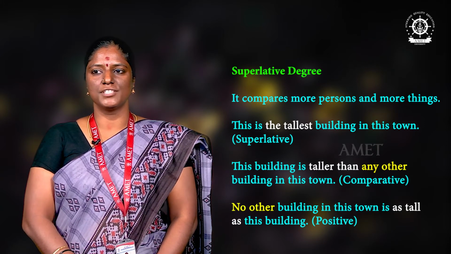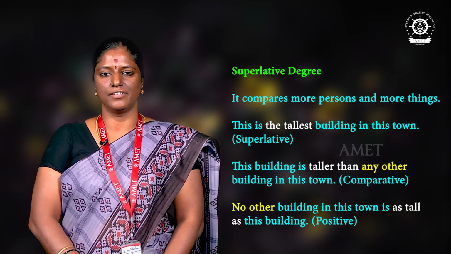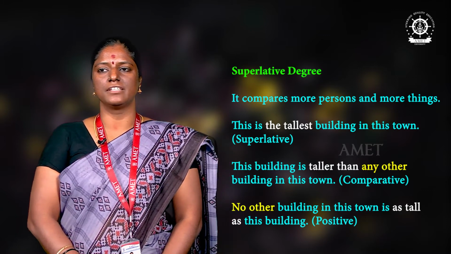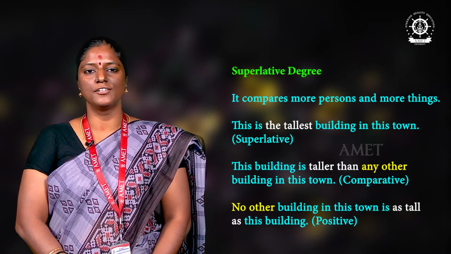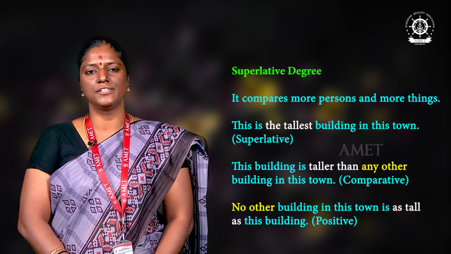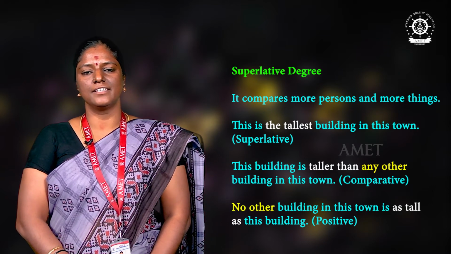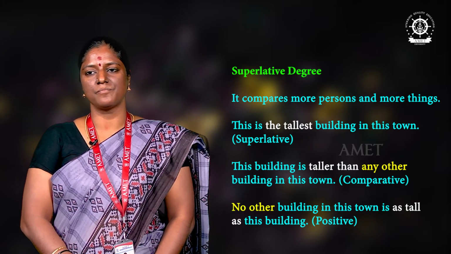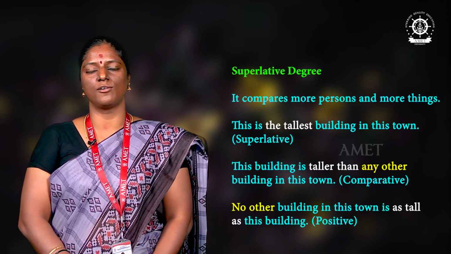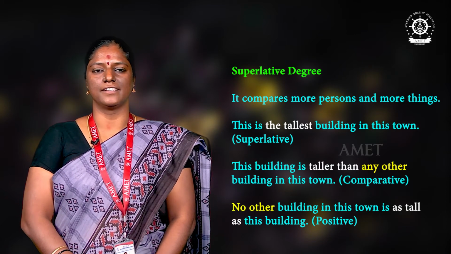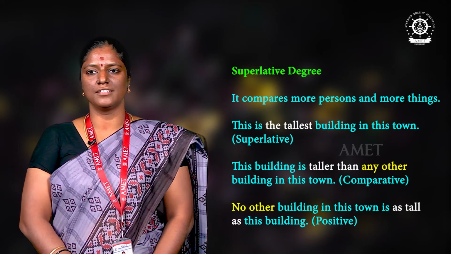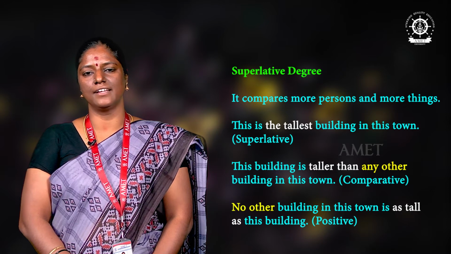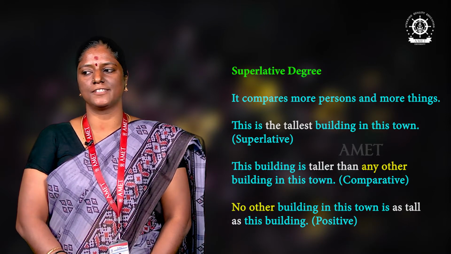For positive, we have to use as, right? We also go with that. For positive degree, we have to use the keyword no other. In comparative, we used any other. The any other is changed into no other in positive. No other building in this town is as tall as this building. So, in positive we use tall, comparative we use taller than, and for superlative tallest.